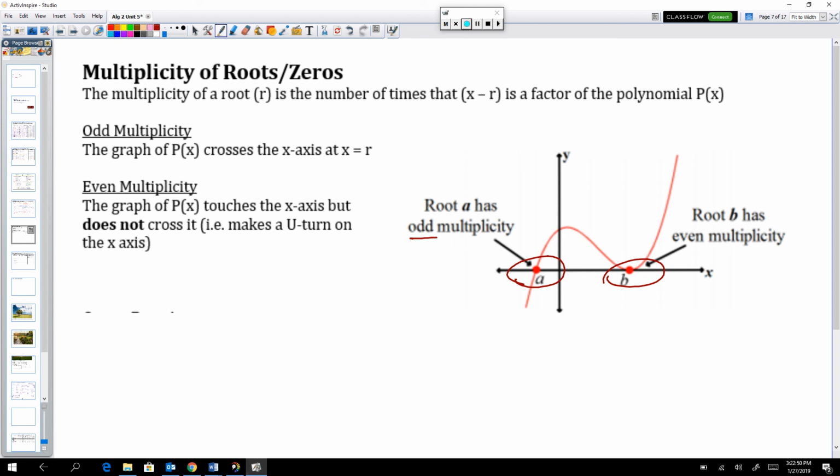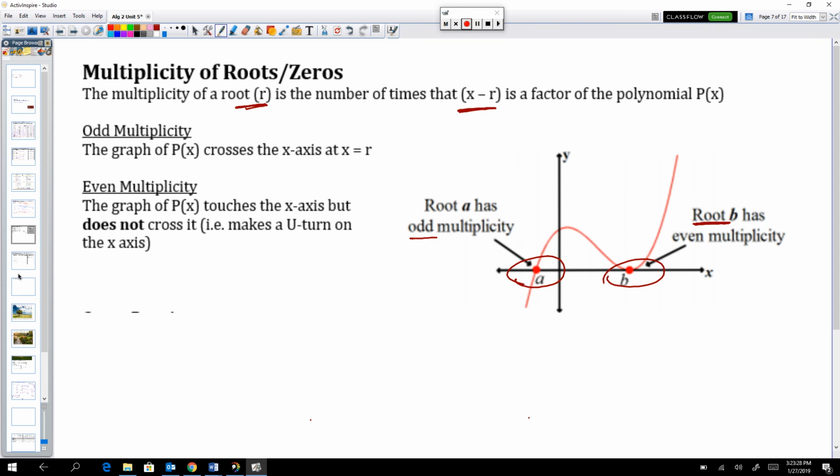Even multiplicities, the way the graph interacts at the x-axis for an even multiplicity root, is that it does not cross the x-axis, it sort of bounces off of it or makes a U-turn. So we know that root B of this graph, whatever that number is, has an even multiplicity, typically 2. It could be a multiplicity of 2 or 4 or 6 or 8. Roots with odd multiplicities have multiplicities of 1 or 3 or 5 or 7. If you have a root r, the factor that goes with that root is x minus r. We learned that before.